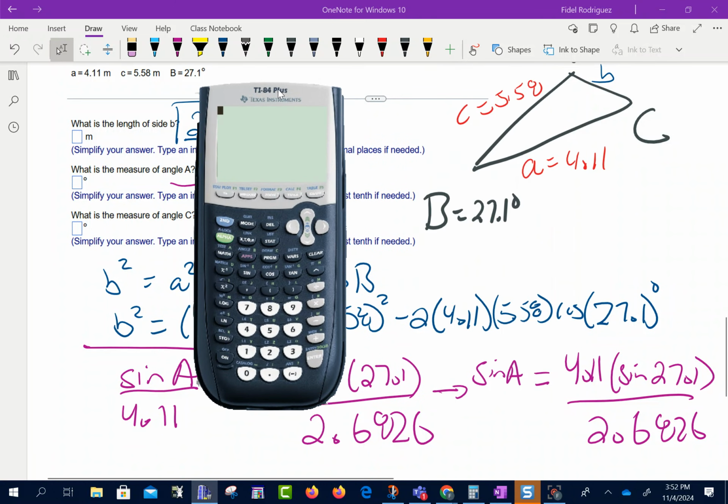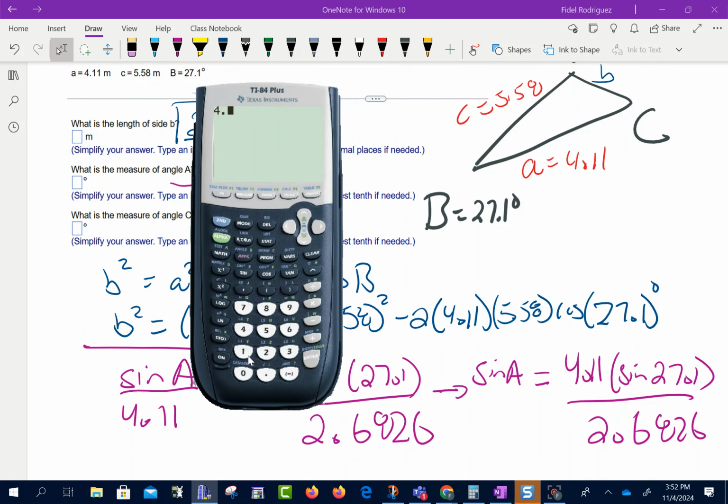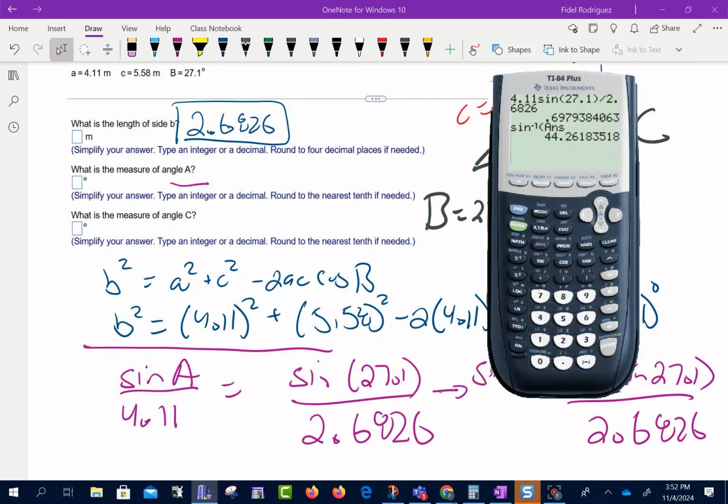So let's grab our calculator and let's do this calculation. Let me clear that out. So 4.11 sine of 27.1, okay, divided by 2.6826. Okay, that's giving me the sine of my angle, y'all. So if I want to find the angle itself, I got to do my inverse sine of my answer. And y'all, for my angle A, I'm coming up with 44.261. And let's see, they want me to round to the nearest tenth. So y'all, I would say 44.3.